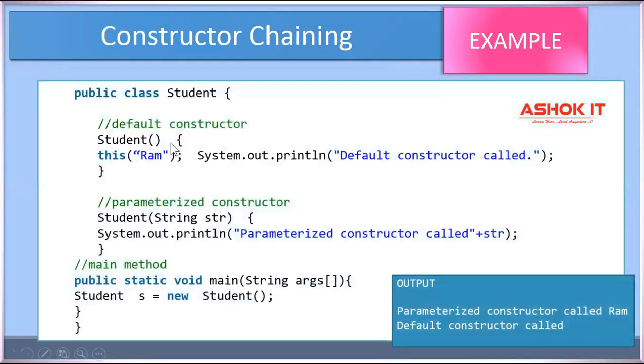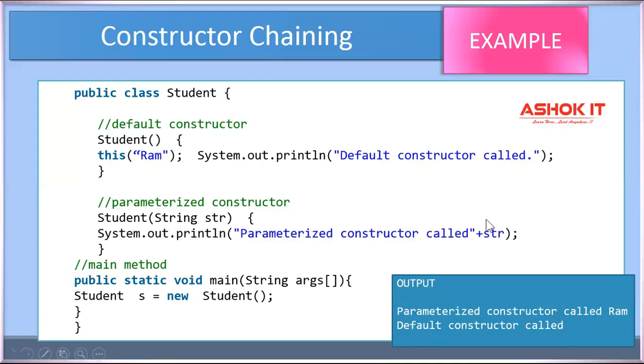Here is a simple example for constructor calling, where there is a default constructor and a parameterized constructor in the student class. The default constructor has no arguments. The parameterized constructor has an argument str of type string, and this parameterized constructor prints parameterized constructor called followed by the str, that is the string variable. So here in the default constructor, we are invoking the parameterized constructor using the this keyword and passing the value for the parameter str as RAM. So when we write this and RAM, the parameterized constructor gets invoked and we get the message parameterized constructor called, and str will get the value RAM. So this will be the output: parameterized constructor called RAM, then the default constructor message as default constructor called.